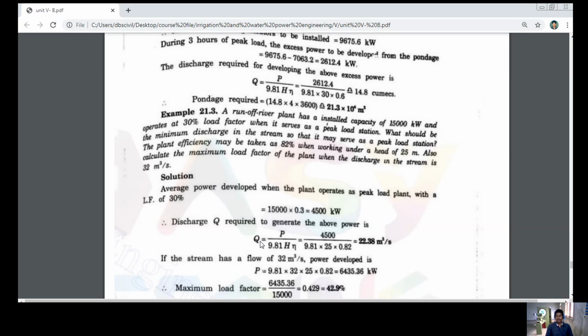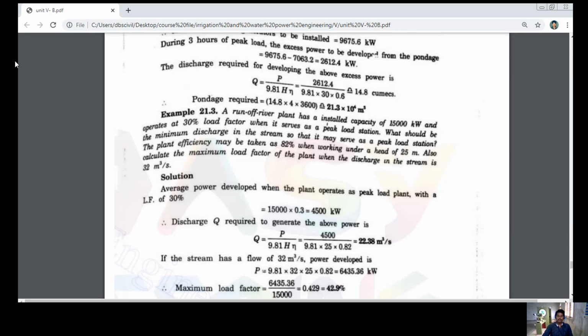The average power developed when the plant operates as a peak load plant with a load factor of 30% is directly 15,000 into 0.3, that's nothing but 4,500 kilowatts. Now the discharge that is generated for the above power is P divided by 9.81 Hη. We know P is 4,500, H is 25, and η is 0.82, the efficiency. We are getting the discharge as 22.38 meter cube per second.